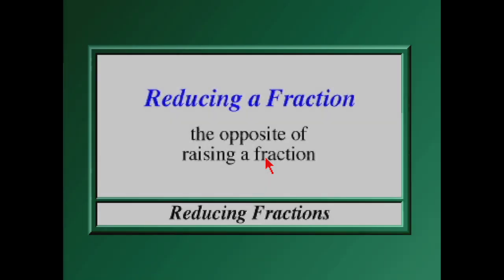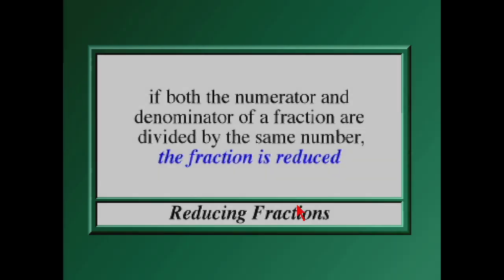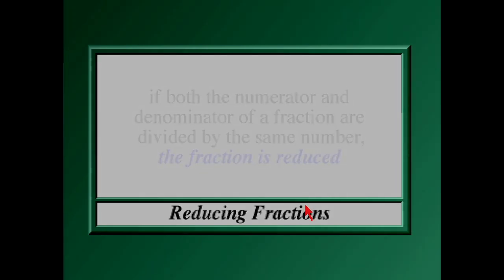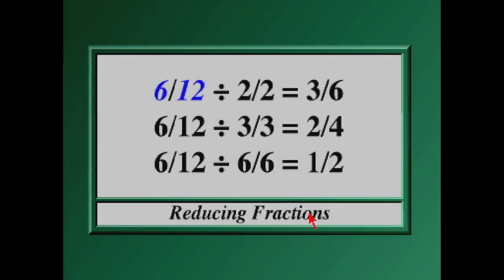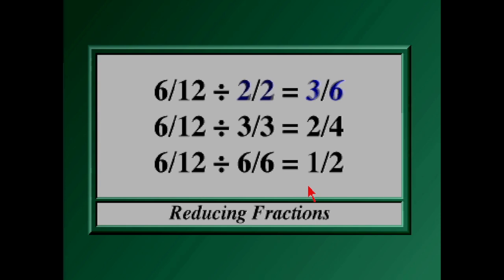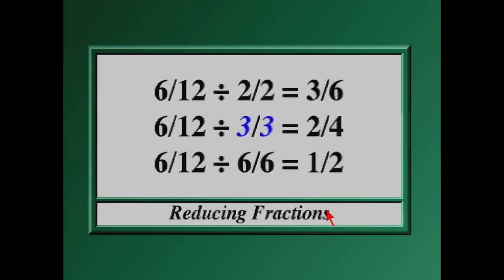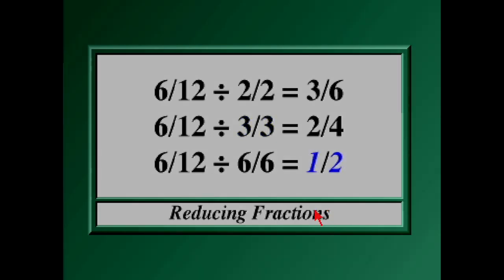Reducing a fraction is the opposite of raising a fraction. If both the numerator and the denominator of a fraction are divided by the same number, the fraction is reduced. 6/12 can be reduced to 3/6 if divided by 2 over 2, to 2/4 if divided by 3 over 3, and to 1/2 if divided by 6 over 6.